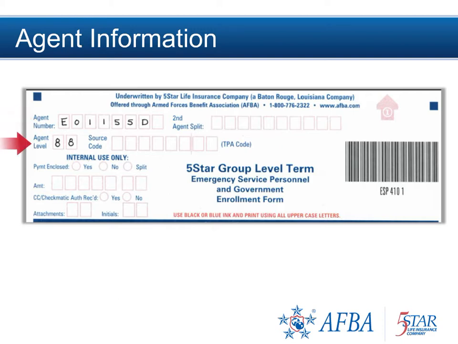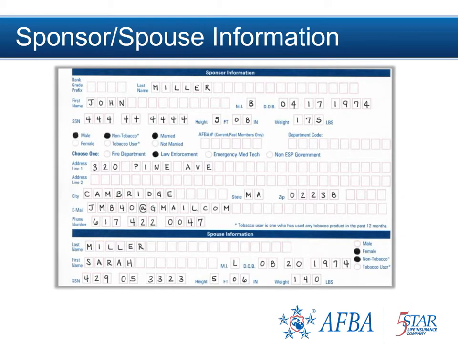If you are using the Fed term product, you must enter 88 in the agent level box. This code identifies the product and the proper rate tables to use. If you are using our TPA process for payroll deduction, please refer to our payroll deduction instructions included in your starter kit or contact our FSR department. Otherwise, leave the source code field blank.